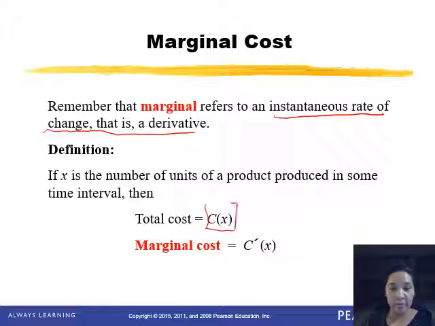We've found the cost function, right? They usually give you that. And the marginal cost is the first derivative of that function. So if you take the derivative of the cost function, you now have the marginal cost function.